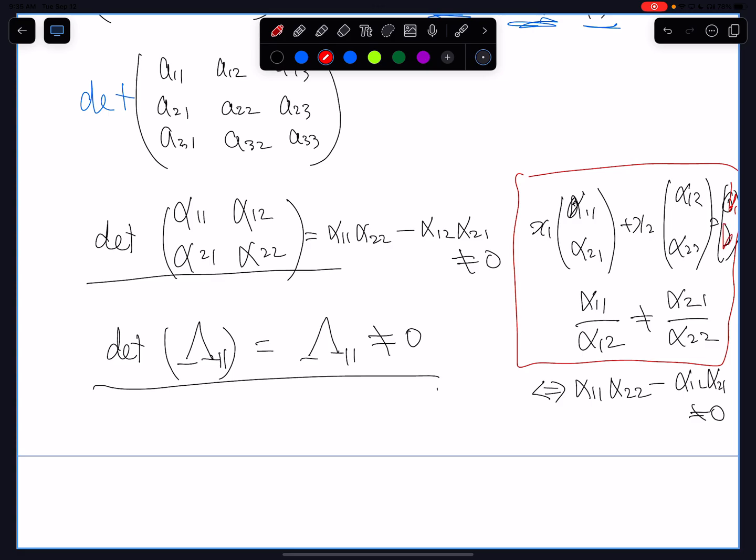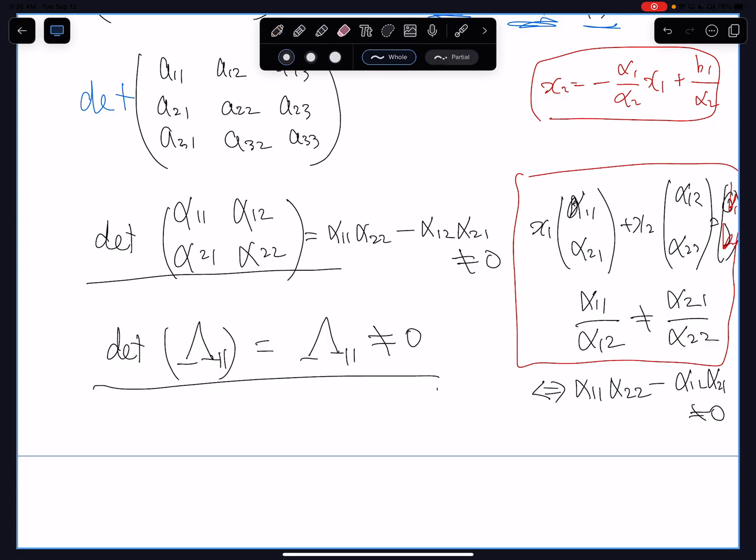So x2 is minus alpha 1 over alpha 2 x1 plus b1 over alpha 2. So that's the equation describing the first equation, right? So y is slope times x plus, what's the word? I forget what it is.